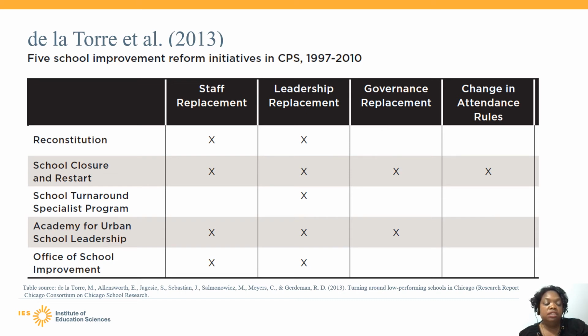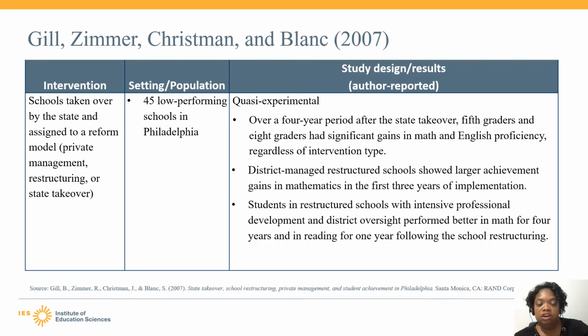This article, the De La Torre et al. article, talking about the 5 school improvement models, does give a good description of what each of these models entail, as well as the relationship to student outcomes. This article by Gill, Zimmer, Chrisman, and Blanc discusses schools taken over by the state and assigned to a reform model. The reform models included private management, school restructuring, or state takeover. The population that was included in this study was 45 low-performing schools in Philadelphia.